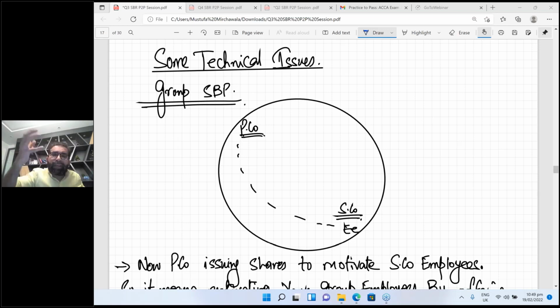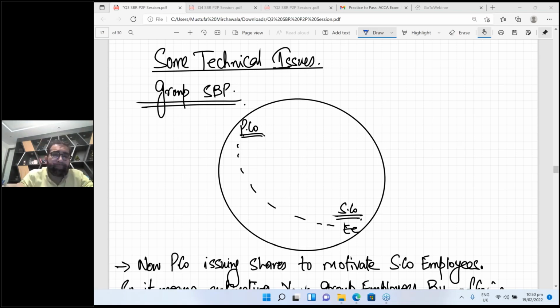For example, we are taking some services or we are buying any goods, and in return we are giving our shares to our employees, or we are buying some goods and we are paying in the form of shares, or the market price of shares in the form of cash. So these all are in the scope of IFRS 2 share based payment.